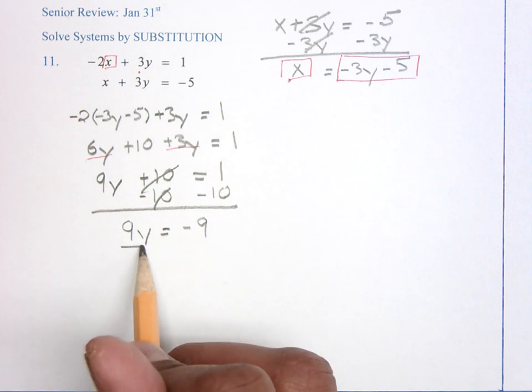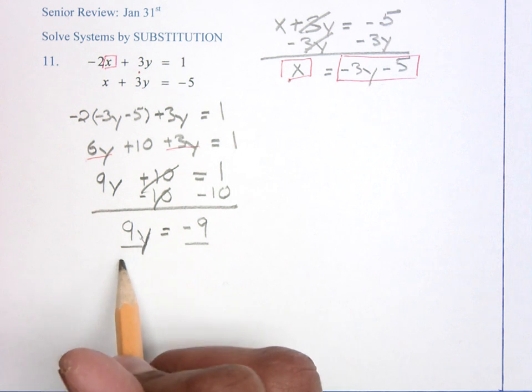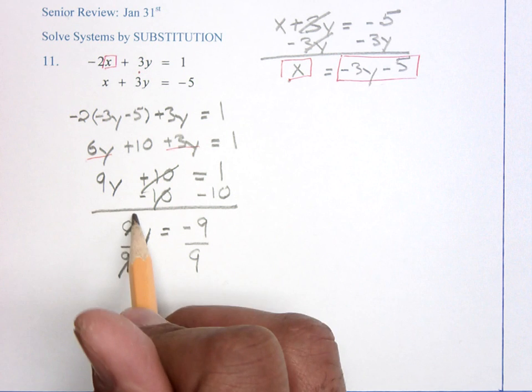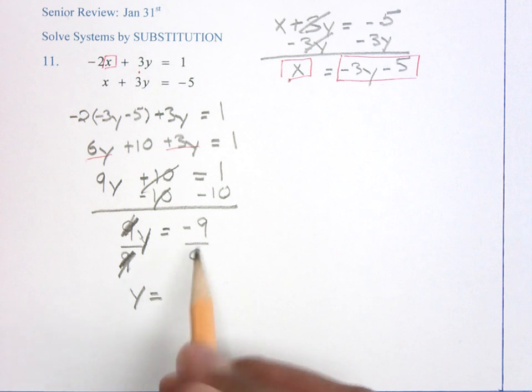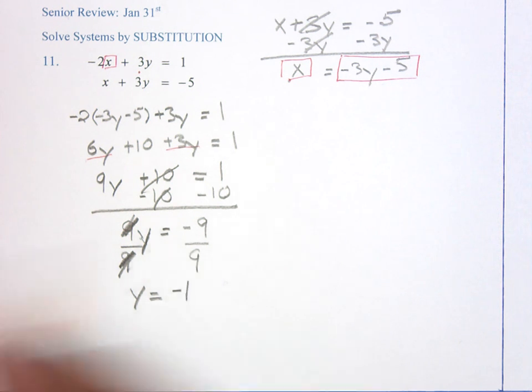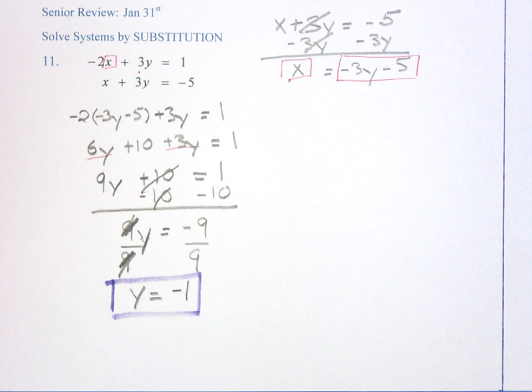Now to get the y by itself, since they have multiplied by positive 9, we're going to divide by 9. Those two 9s will simplify. And now we get the y by itself. Negative divided by a positive is a negative 1. So that's part of our answer. Y is negative 1. We're not done yet because we also have to find x.